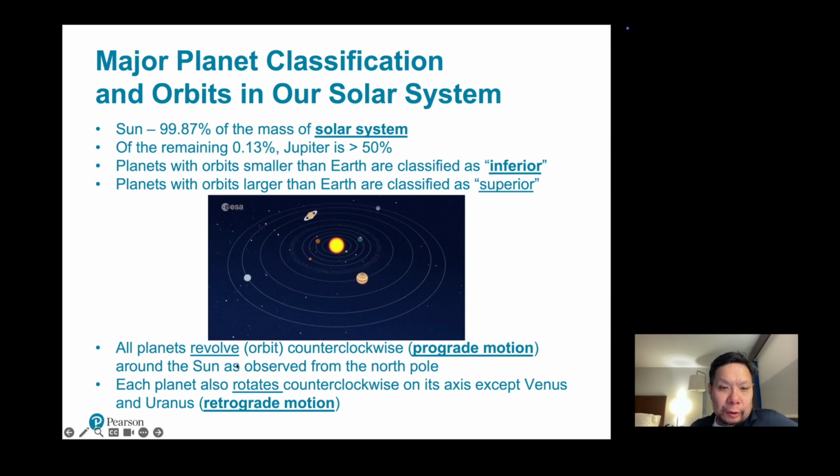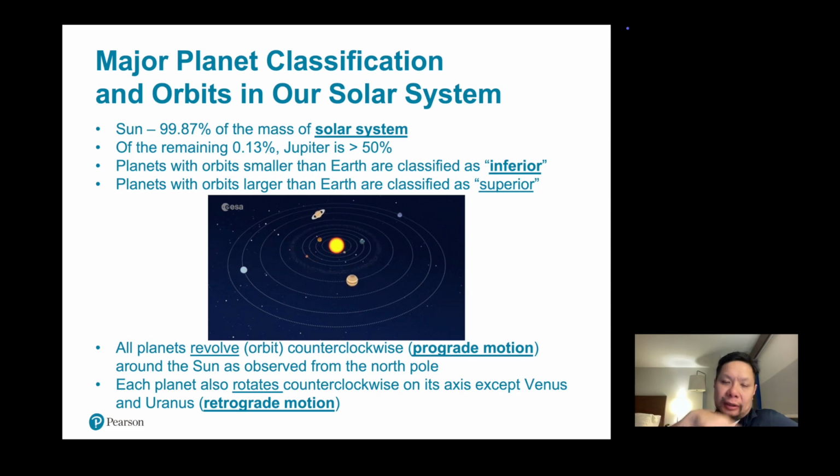All planets actually orbit in a prograde motion, which is counterclockwise motion when you look at it from the top, right? They rotate in a counterclockwise motion around the sun, right? And each planet also rotates in a counterclockwise motion, except for Venus and Uranus, which is kind of weird, right? So all planets will revolve around the sun.